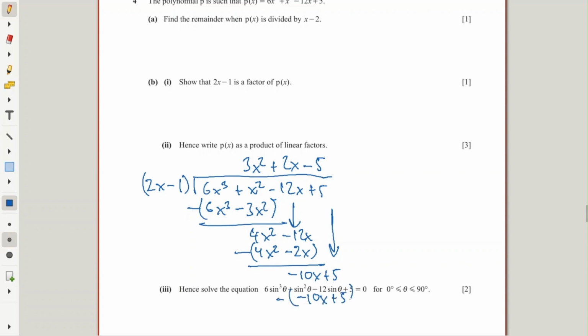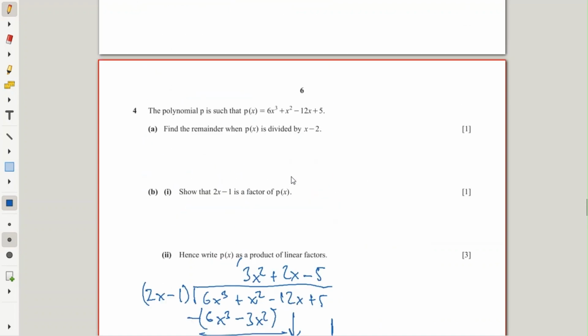So that's it. You can also do it like this. So you see, I've gotten my quotient. Then use it to solve your equation.